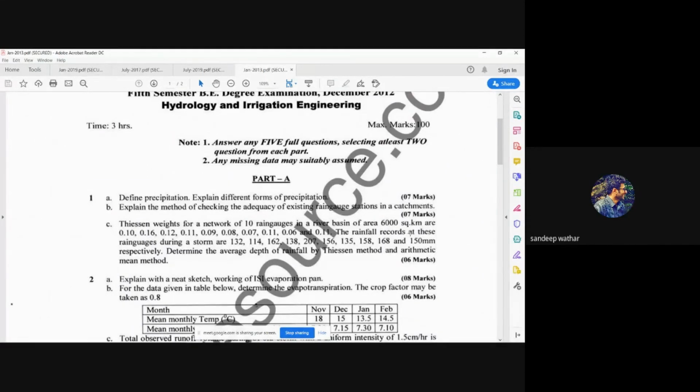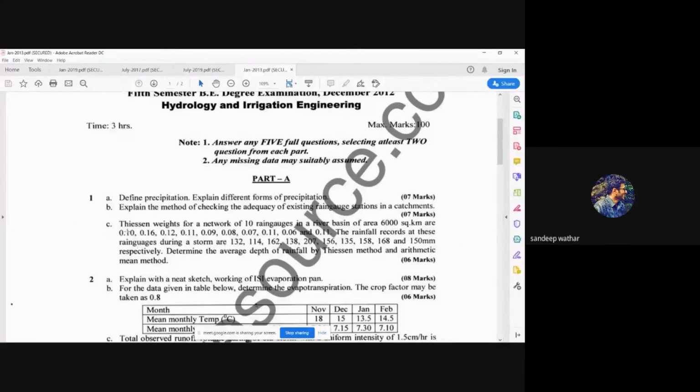So the rainfall records at these rain gauges during a storm are, for any given storm period, this is the rainfall value which is recorded. So this is with respect to the Thiessen weights. Like for example, for 0.1 Thiessen weight, 132 is the rainfall value. For 0.16 Thiessen weight, 114 is the value. Similarly, it goes on.